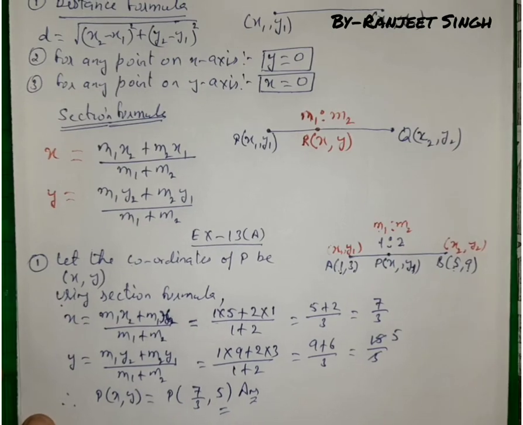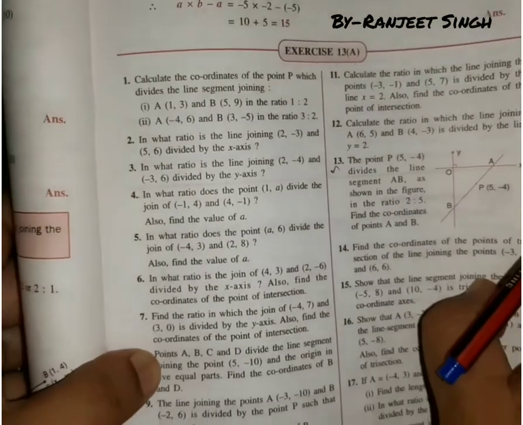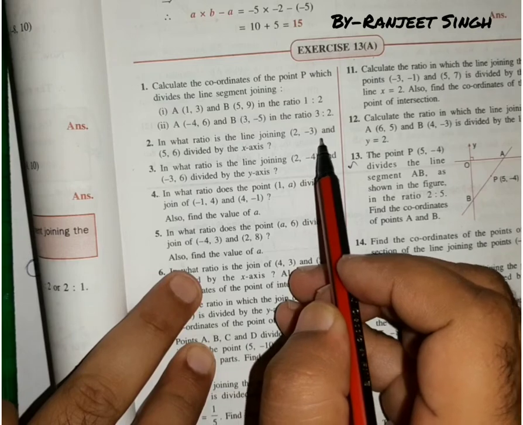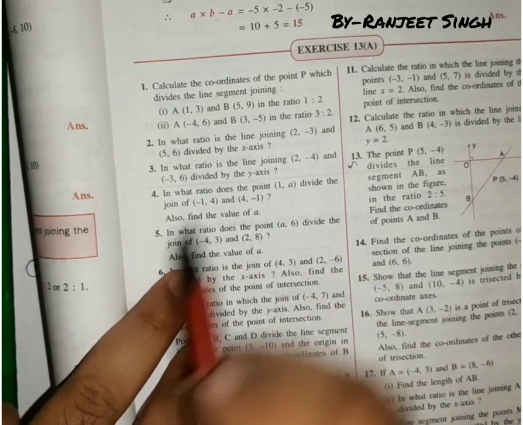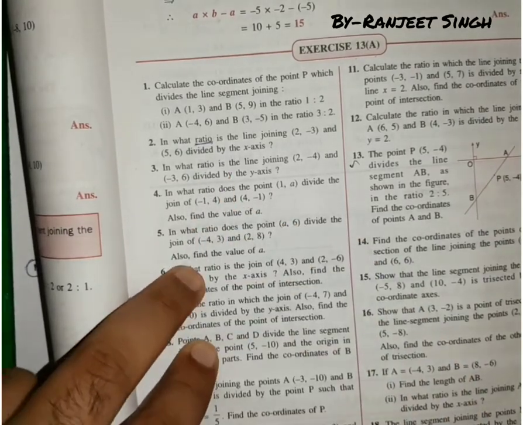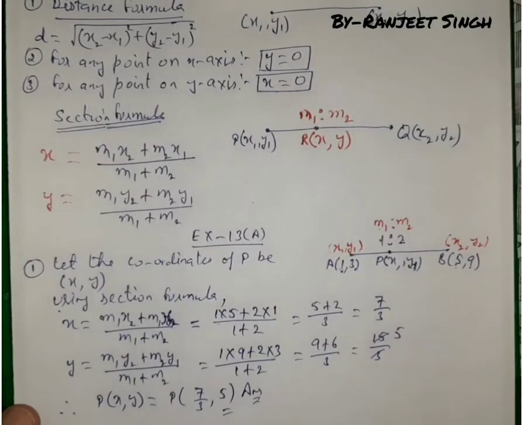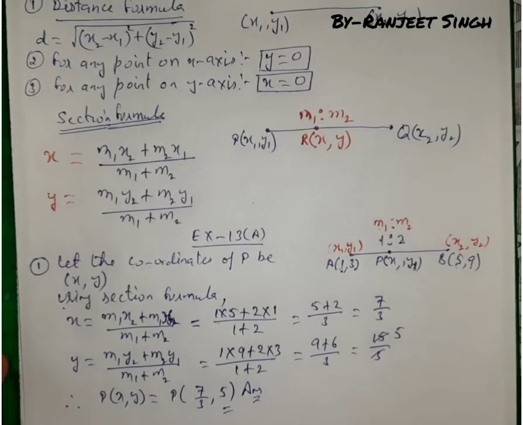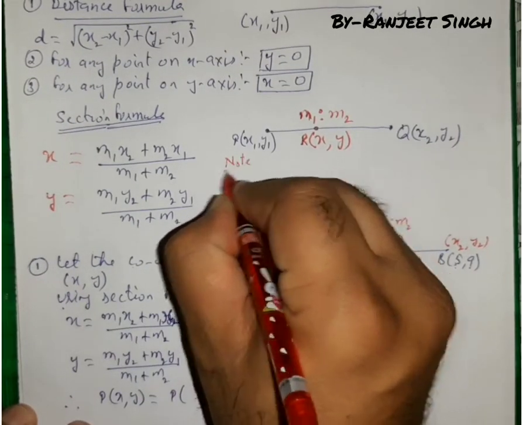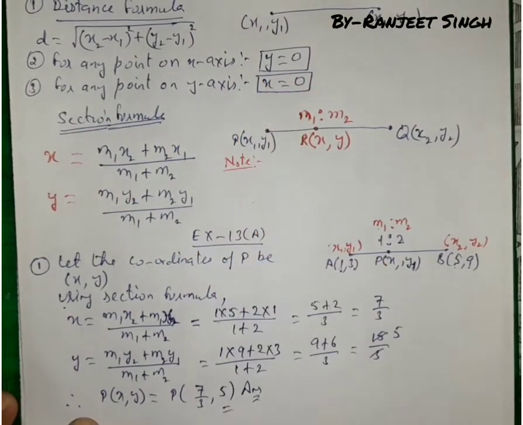Now moving on to the next question. The question says, in what ratio is the line joining 2 comma minus 3 and 5 comma 6 divided by the x-axis? Here we have to find the ratio. So for finding the ratio, we will use the given things. Please remember one very important note in this case. Note number 1 is, we already know this: for any point on the x-axis, y is equal to 0.